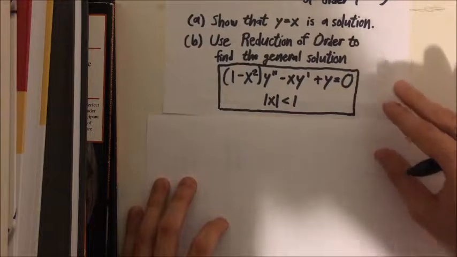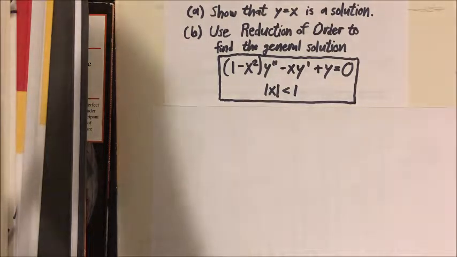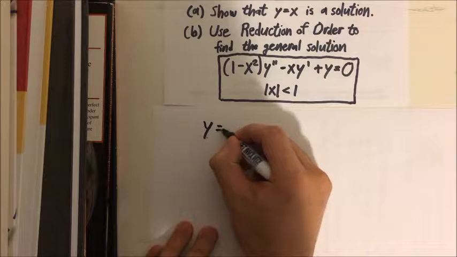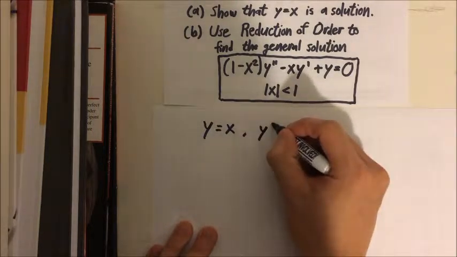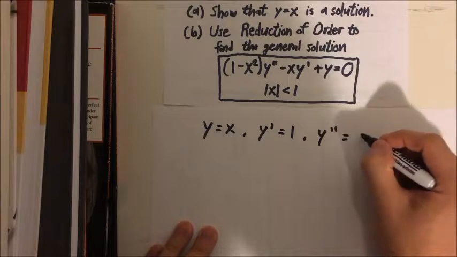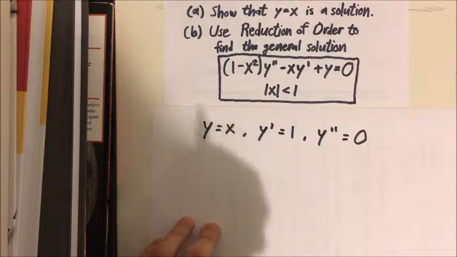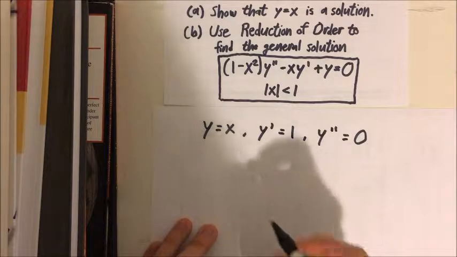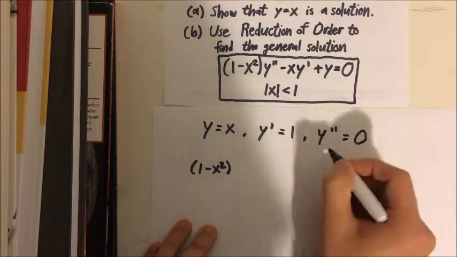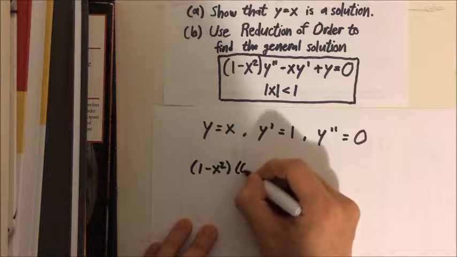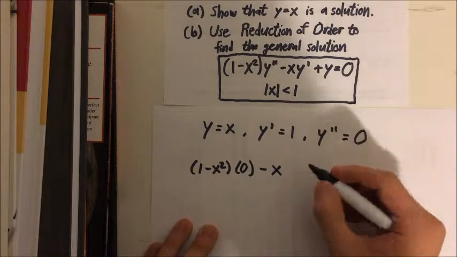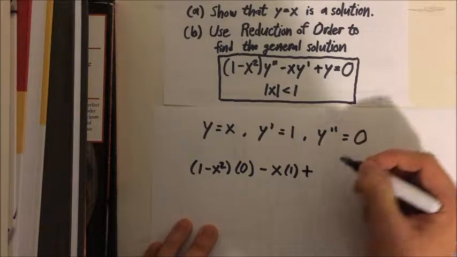First, let's verify that y of x is indeed a solution. So this should be quite easy. y of x has derivatives y prime is equal to 1 and y double prime is equal to 0. So let's plug it into the left side of this differential equation and see what we get. 1 minus x squared times, well, y double prime is equal to 0, minus x times y prime is equal to 1, plus y is equal to x.